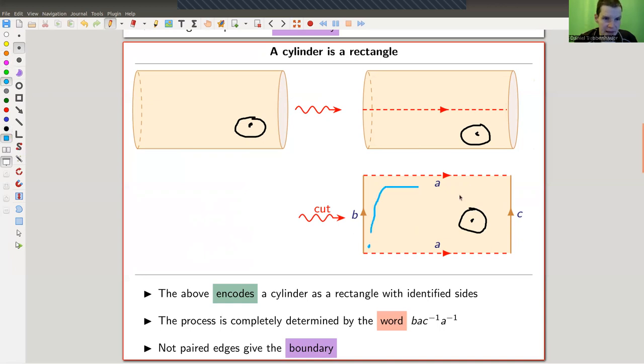So I have a B, A, C inverse, A inverse, and this word completely determines this process of cutting and gluing. So cutting is going in this direction and gluing together is going in this direction. And this is not the sphere, right? So we have B and C instead of B and B.